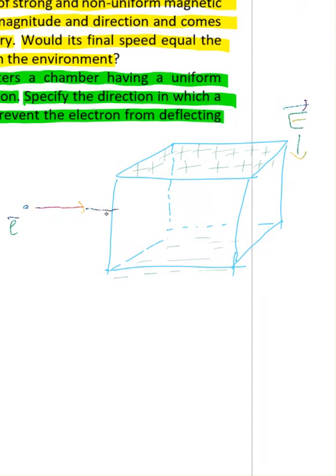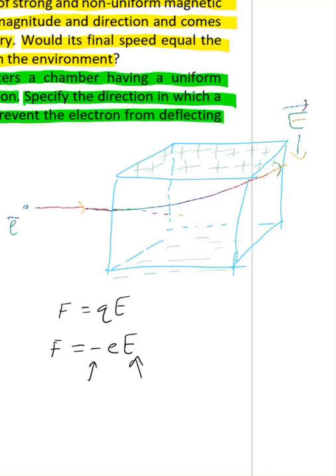So what will happen? If you don't have any other force acting, this will not go straight. It will gradually be deflected in the upward direction because the positive charge is upward. So the electron will experience force F is equal to QE, the electron being a negative charge. So if the electric field is downward, the negative sign will push it upward, and hence the path of the electron will be like this.